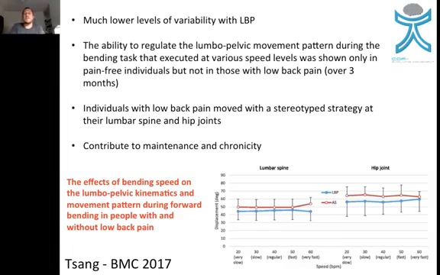So again, something that's really consistent in lower back pain kinematic data is we see much lower levels of variability. Now, that's something that I'm pretty into. It's my bias. I'll put that up front. If it's not your bias, that's fine. I think there's more than enough data to open the conversation.